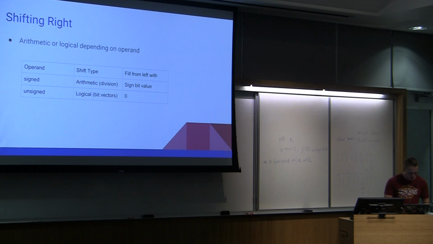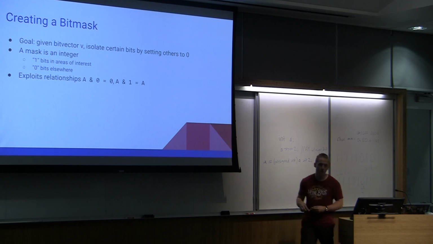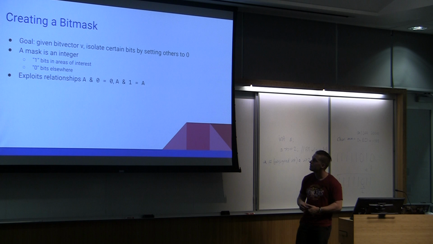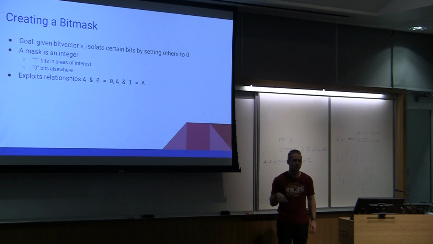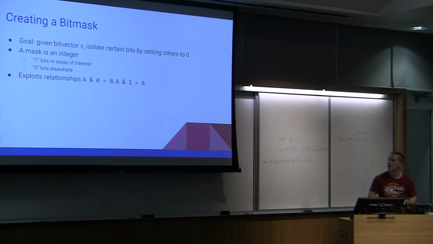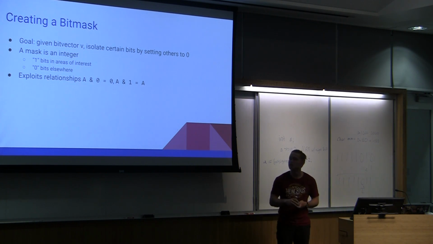OK, so let's talk about creating a bit mask. And then shifts are going to come back when we use our bit mask. So here we go. Our goal is basically that we have a bit vector, let's call it V. That just means that it has several different values stored inside the same variable container. And we want to isolate certain bits by turning off the other ones. So we might have stored several values inside an integer, or we might just be trying to inspect certain bits. Like when we looked at the floats in lab, we wanted to examine the exponent bits, and so we had to mask off the other bits in the float.